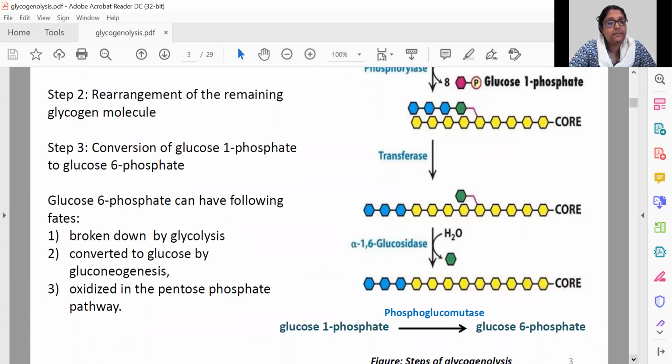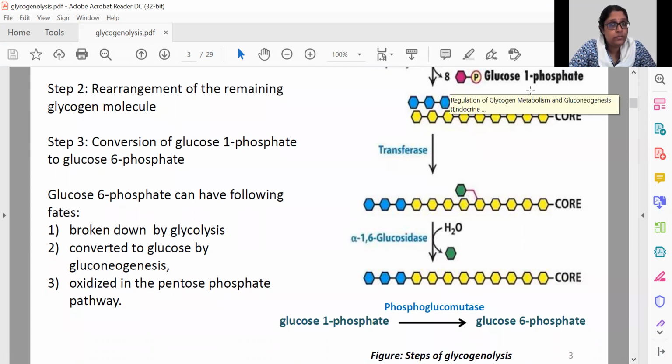And then the final step is that we had got so many glucose 1-phosphate. So glucose 1-phosphate as such is not used in metabolism. It needs to be converted into glucose 6-phosphate before it can be used. And so phosphoglucomutase will convert this glucose 1-phosphate into glucose 6-phosphate. So those are the steps of glycogenolysis.